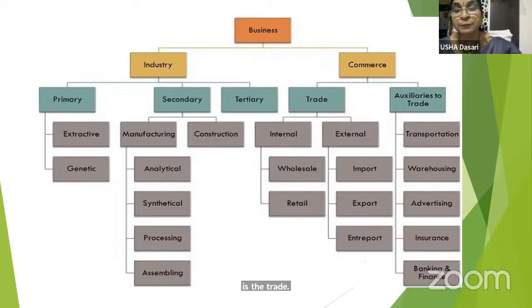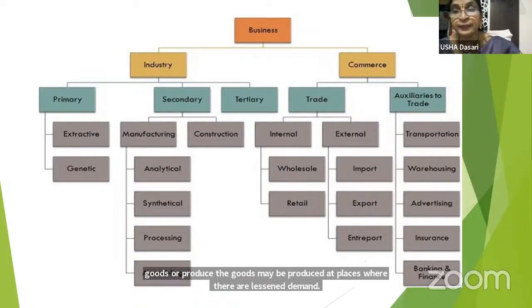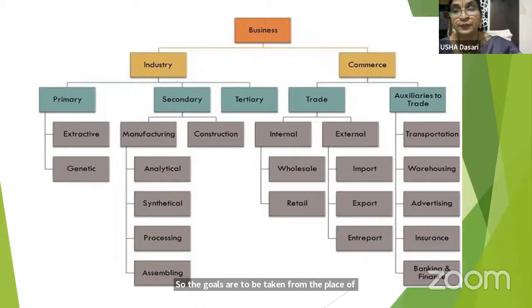Transport and communication play an important part here. The goods may be produced at places where there is less demand. So the goods are to be taken from the place of production to the place of consumption. For this, transport facilities help a lot. Thus transport facilities play an important part here.